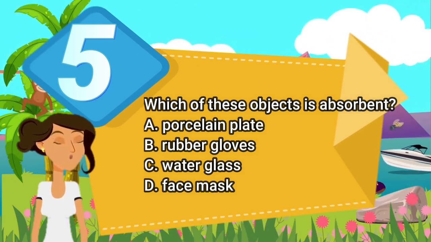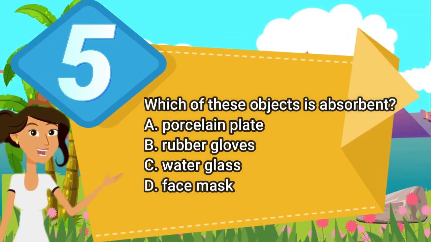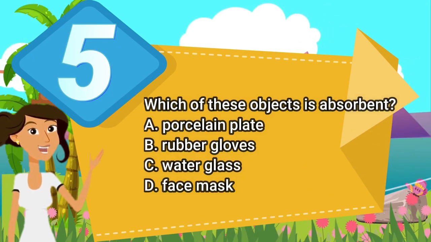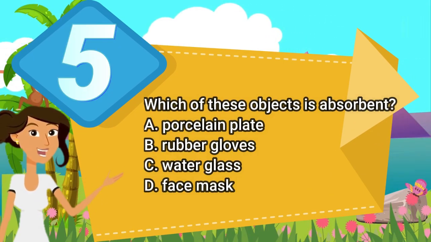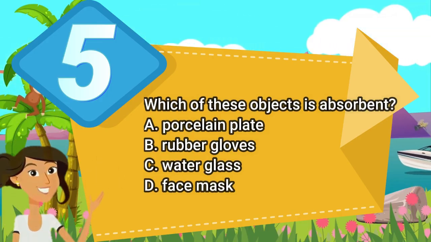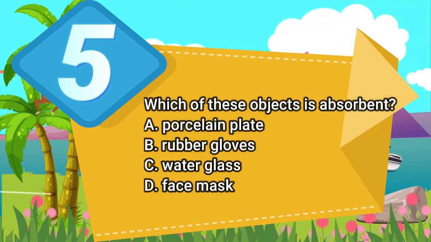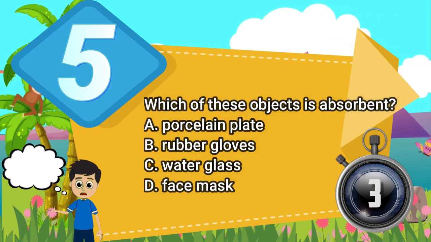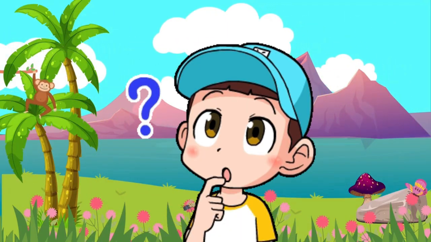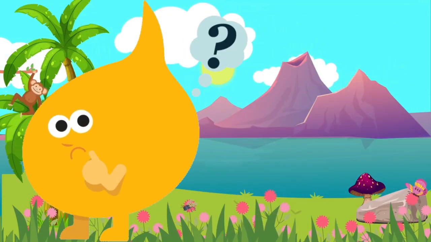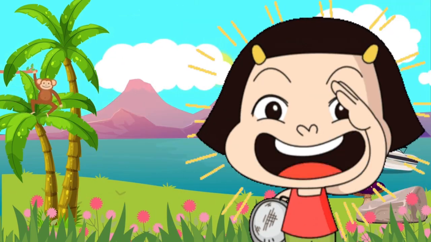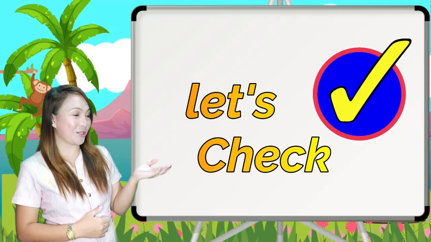Which of these objects is absorbent? A. Porcelain plate. B. Rubber gloves. C. Water glass. D. Face mask. Your timer starts now. Time is up! Now, let's check your answers.